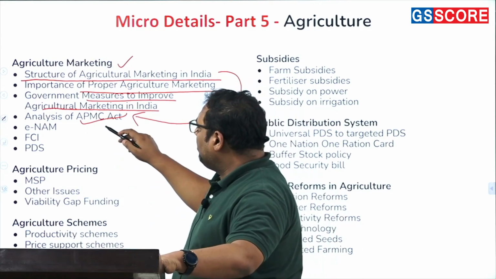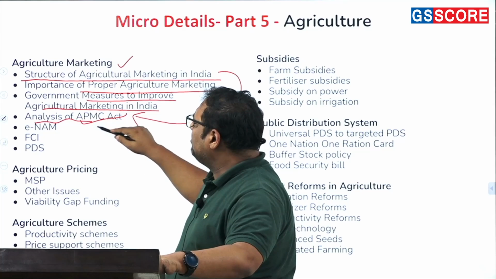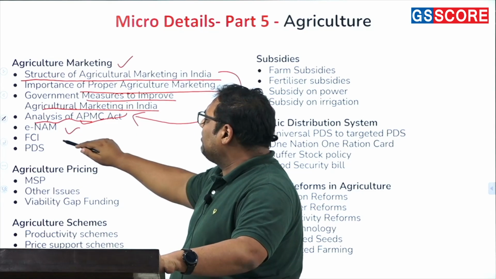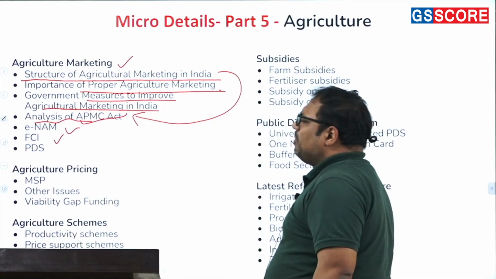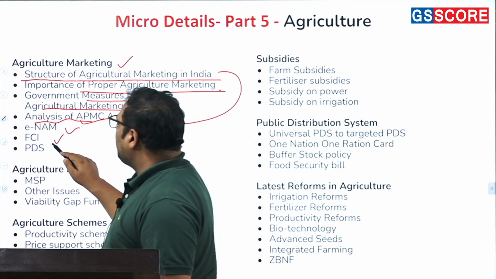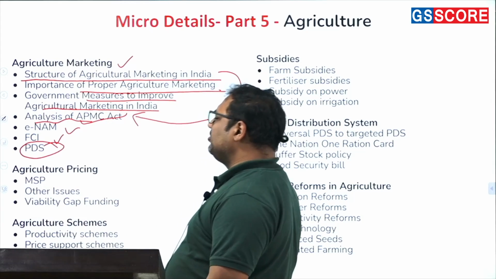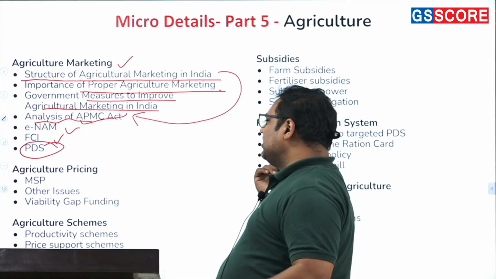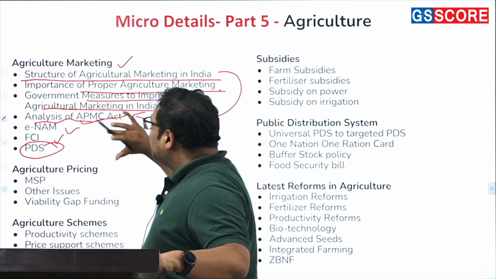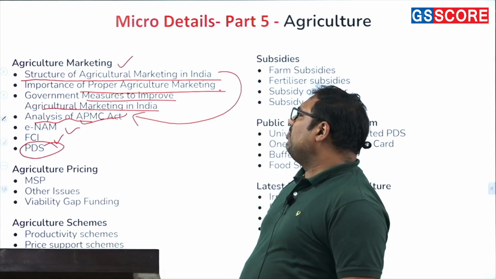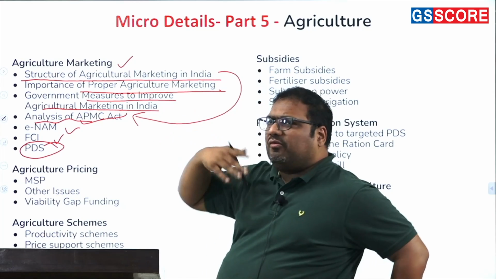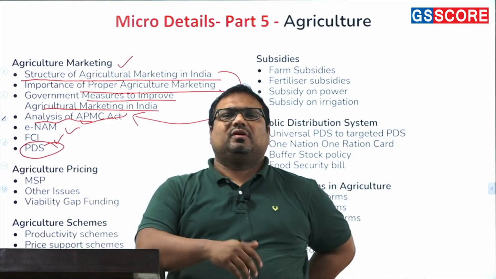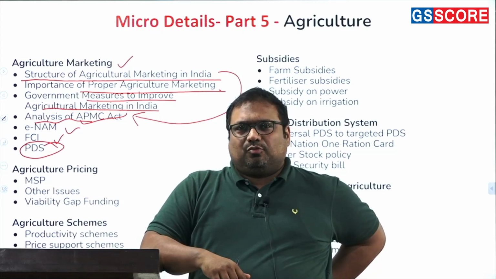So basically the topics that we have written here, analysis of APMC Act, ENAM, then reforms in FCI. There are a number of such subtopics here. Then it is also related to a topic of PDS, public distribution system, although it will come later as well. So these are certain aspects related to agriculture marketing. Okay. So market is about how farmer is going to sell the crop. Okay. How it will reach the consumer.